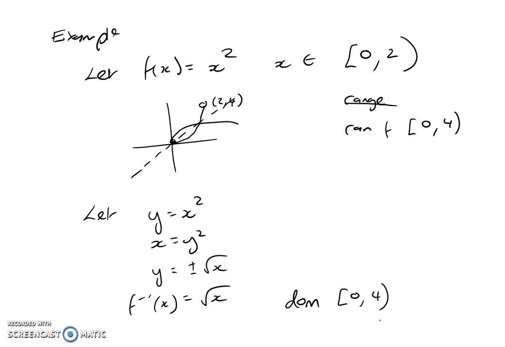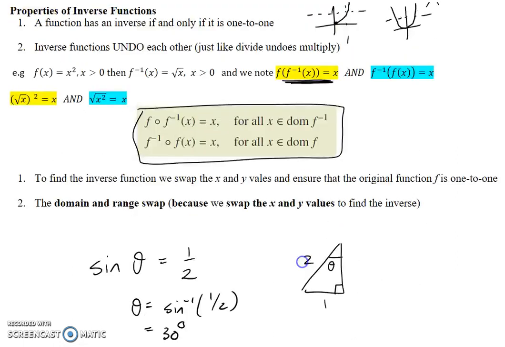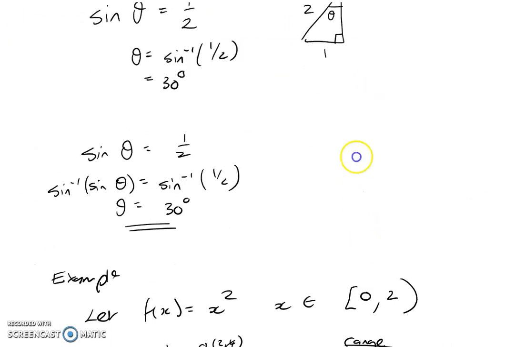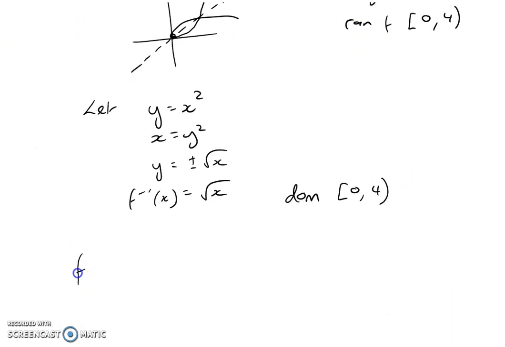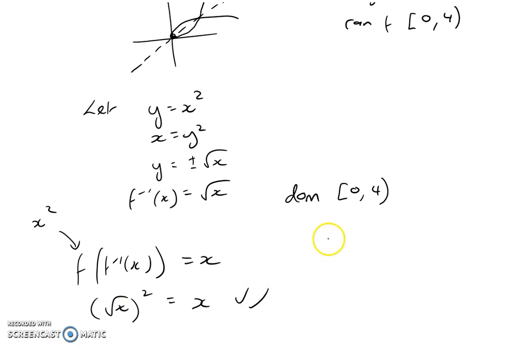Okay, so let's just check that this property works. If I sub in the inverse into the original being x squared, do I get back x? So subbing in root x, you get root x squared, gives me back x. That works. The next one is this. If you sub in the original into the inverse being root x, so sub in the original, you also get back x. That's correct.